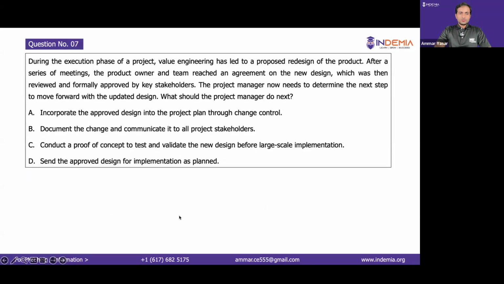Next question. During the execution phase of a project, value engineering has led to a proposed redesign of the product. After a series of meetings, the product owner and team reached an agreement on the new design, which was then reviewed and formally approved by key stakeholders. The project manager now needs to determine the next step to move forward with the updated design. What should the project manager do next? Interesting. So you did value engineering, and as a result of that, you proposed a new design, and that design has been formally approved. Now, what next?